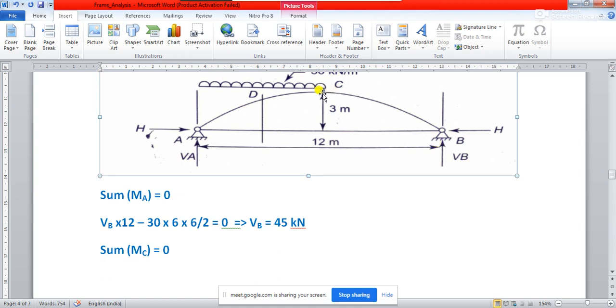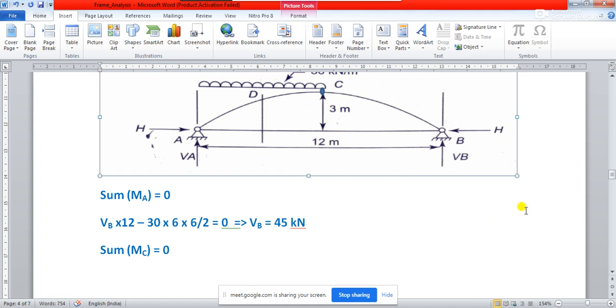So if you consider only this right portion of this arch, and take moment of only these two forces about this C, you see your VB is already known, so you will be able to calculate H very easily. So what will be your moment about C?